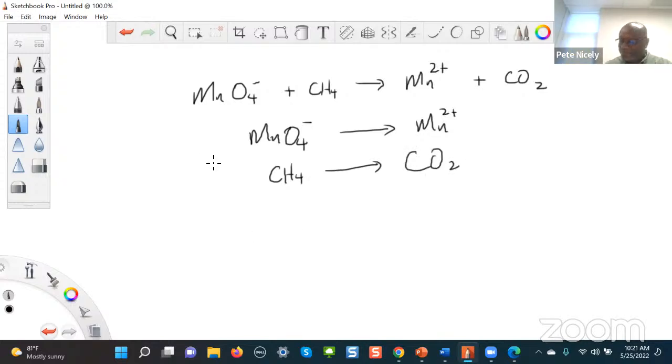What would be the next step? Balance the atoms. Okay, so balance all atoms excepting oxygen and hydrogen, right? Yes. So in this case, we have 1 manganese here, 1 manganese here, so that's okay. In this case here, we have 1 carbon here, 1 carbon here, that's okay. So we don't need to make any changes there. So what would be the next step?